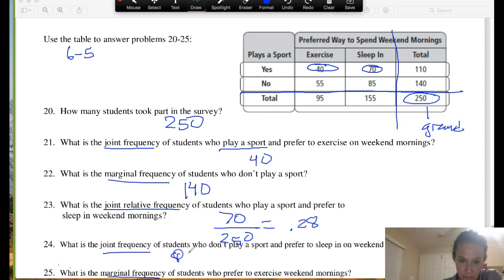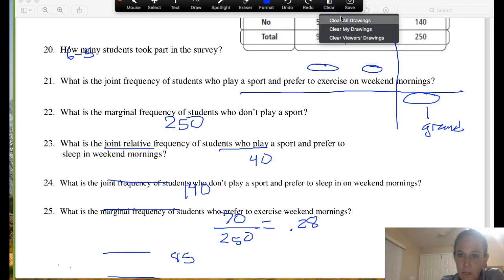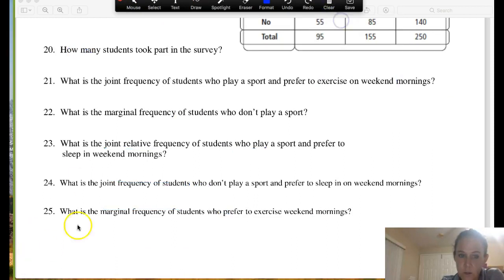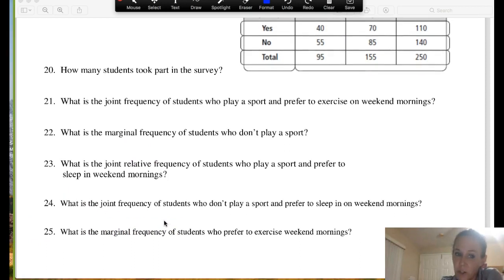All right. And then let's go to number 25. And I'm going to have to clear this off because I had to scroll down. What's the marginal frequency? It didn't say marginal relative, just marginal. Okay. What's the marginal frequency of students who prefer to exercise on weekend mornings?